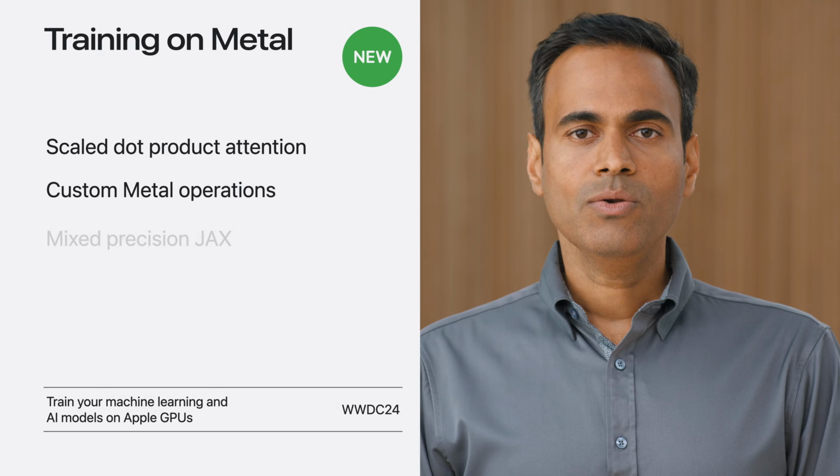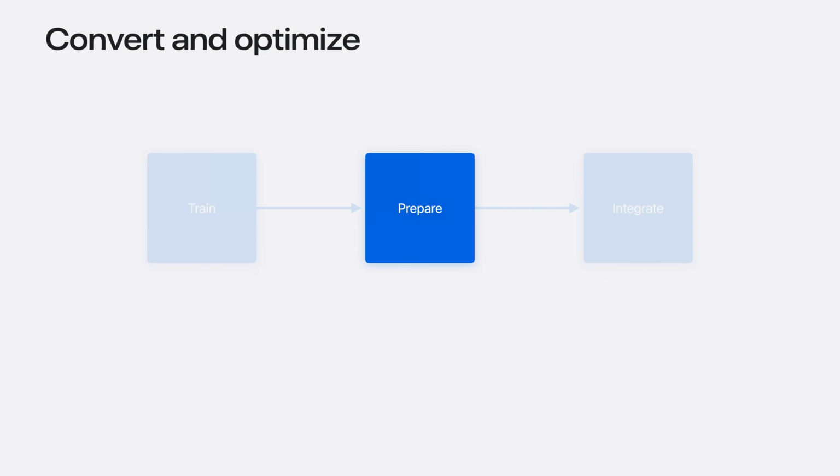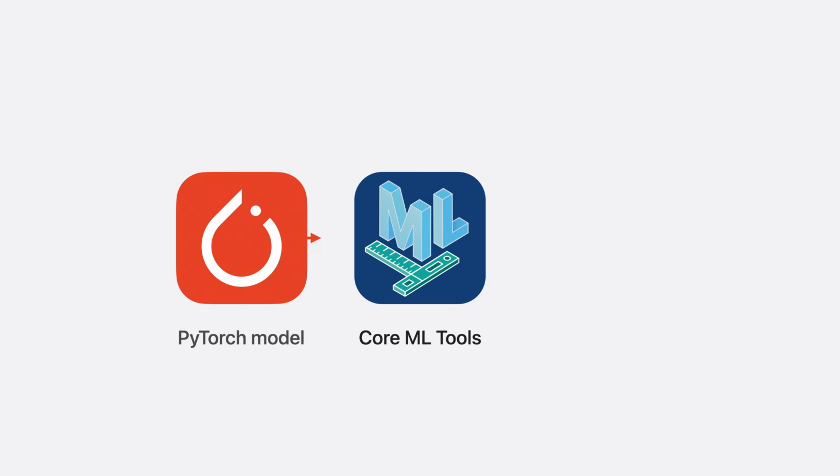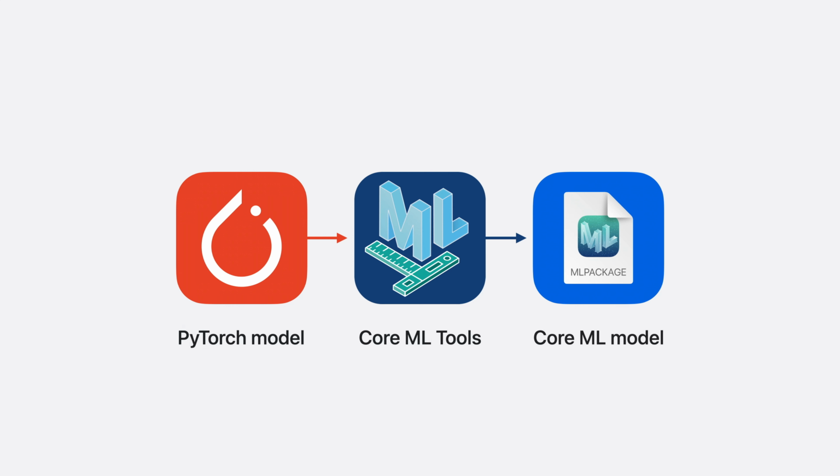Next, let's go over the prepare phase. In this phase, you are converting your trained model to the CoreML format in just a few steps using CoreML tools. You can start with any PyTorch model. You can then use CoreML tools and convert it into the CoreML format. At this point, you can also optimize the model for Apple hardware using a number of compression techniques in the CoreML Tools Model Optimization Toolkit.